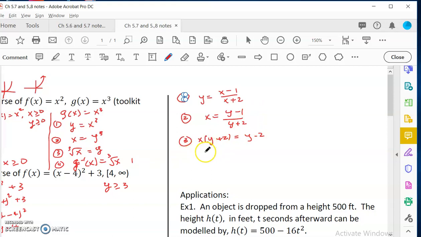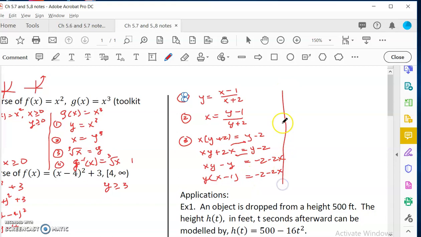The left hand side would have xy plus 2x, and then y minus 1. We want to have all the y terms on one side. So let's move this y over here: xy minus y equal to negative 2 minus 2x. We move the 2x to the other side. So then we have to factor: y times x minus 1 equal to negative 2 minus 2x.